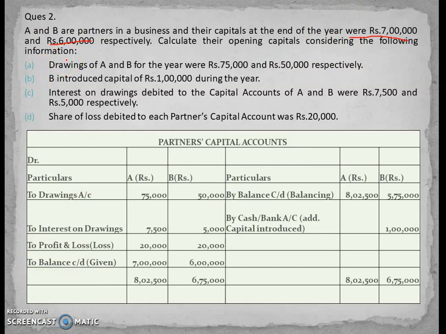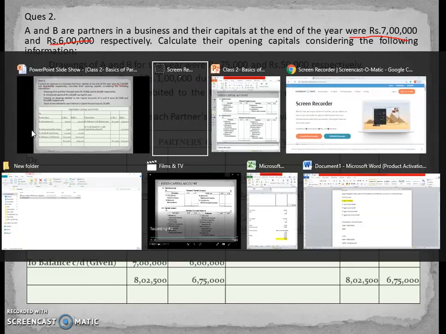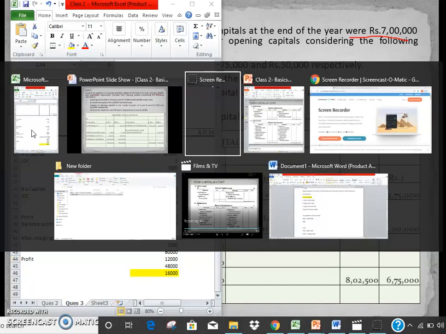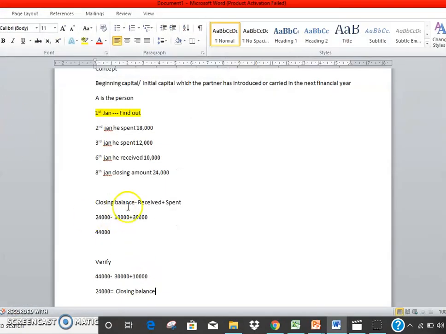So I told you there was this first method that we used. The first method that we used was, we used the method like this, where we calculate that the closing balance minus whatever amount he has received, and received means whatever amount he has introduced into the business, the other thing that we can say, and whatever amount the drawings spent means the drawings and the interest.